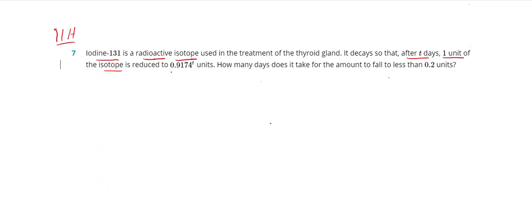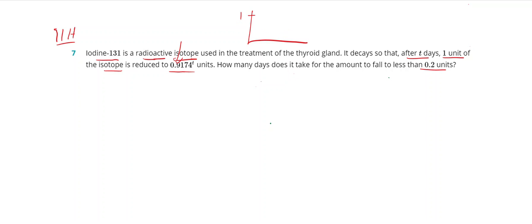1 unit of isotope is reduced to 0.9174 to the power T. Since the base is less than 1, we're assuming that we've got a decay pattern. So it's going to look something like this: starting at 1, and decaying down. How many days does it take for the amount to fall to less than 0.2 units?